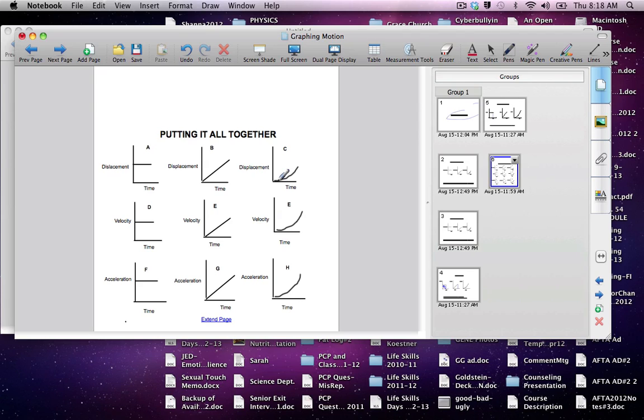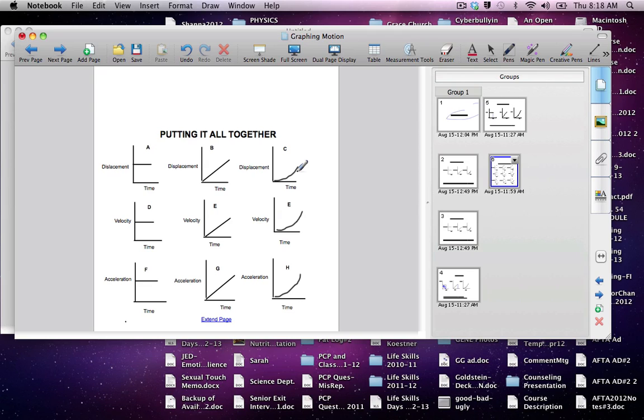The slope of a D versus T curve is velocity, and this velocity is constantly changing. That's acceleration. If the slope of a V versus T curve is acceleration, and the slope is constant, you've got constant acceleration. Just like you had a constantly changing velocity here, you've got a constant velocity here, and you have here a constant acceleration. So all 3 represent uniform acceleration, uniform acceleration, uniform acceleration.